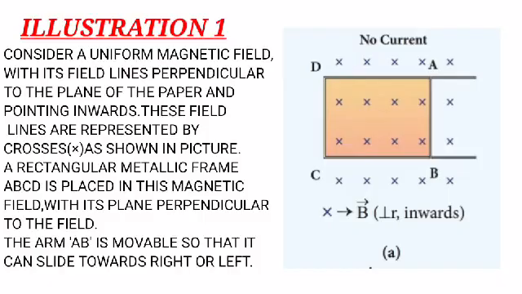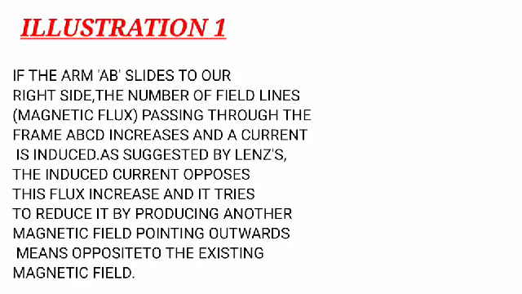To understand Lenz's law, let us consider two illustrations in which we find the direction of induced current in the circuit. First illustration, shown in figure 4.6. Consider a uniform magnetic field with its field lines perpendicular to the plane of the paper and pointing inwards. The field lines are represented by crosses, as shown in figure 4.6a. A rectangular metallic frame ABCD is placed in this magnetic field with its plane perpendicular to the field. The arm AB is movable, so it can slide towards the right or left.